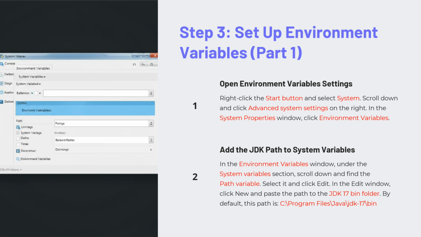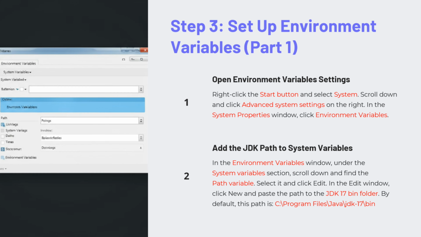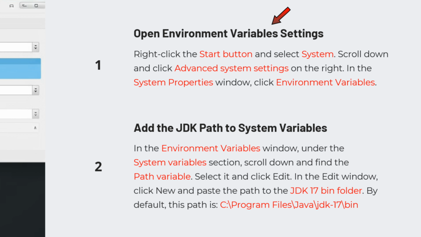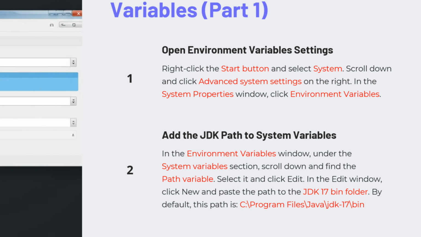Next we have to set up environment variables. For that you have to open environment variable settings, then add the JDK path to system variables. In the system variable section, you can find the path variable. The value you have to add is the path till the JDK 17 bin folder. And here you can see the instruction. Follow this instruction to do that.